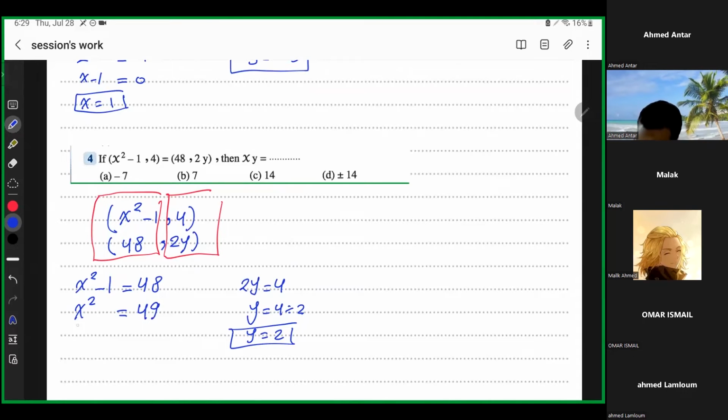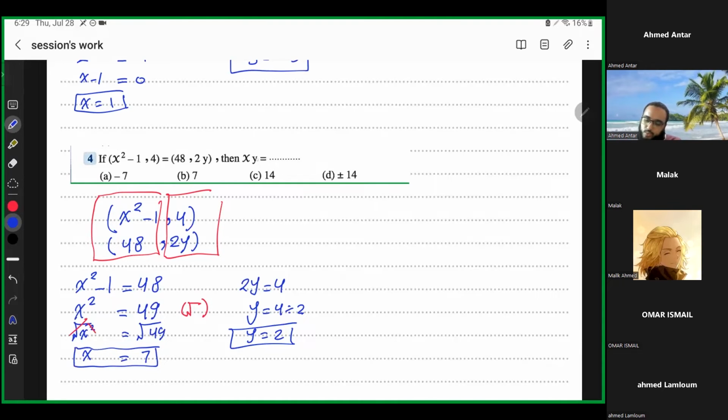Okay? Right now, you want to get rid of this power. What will you do? Square root. Yes, square root for both sides. Square root for x power of 2 and square root for 49. Here, there is x. The square root with the power will go. And the square root of 49 equals what? 7. So right now, we got the value of x and also the value of y.